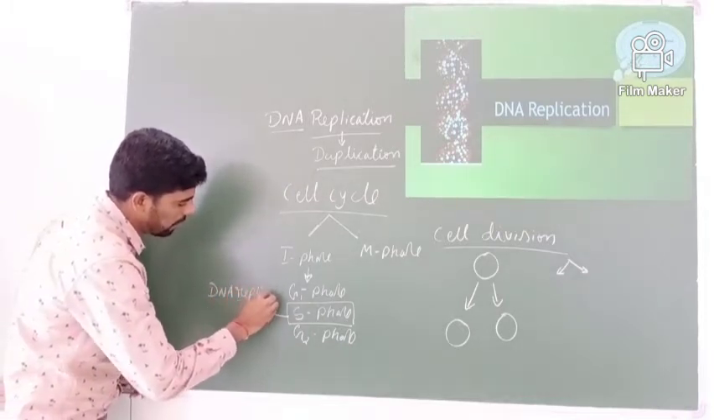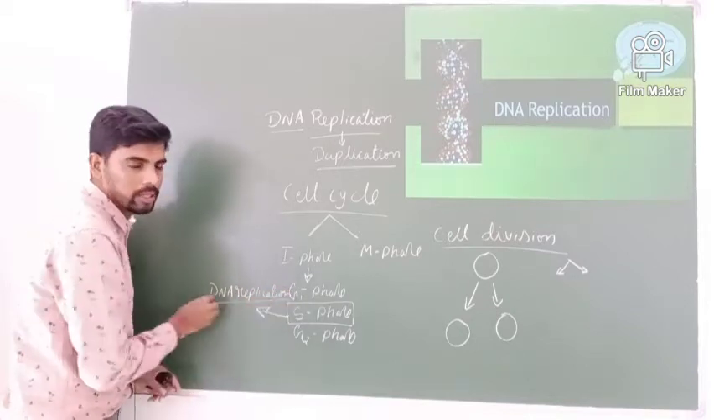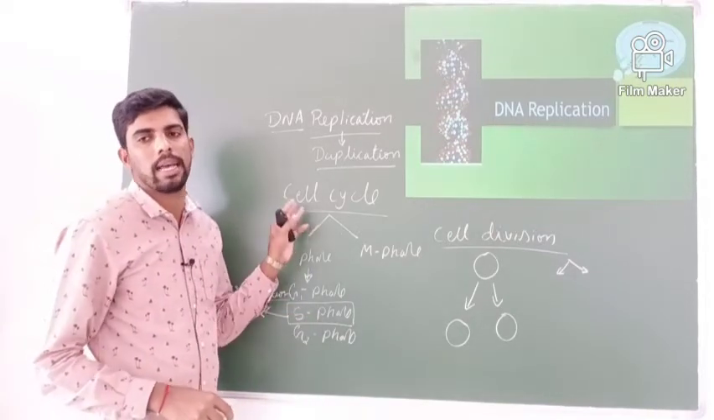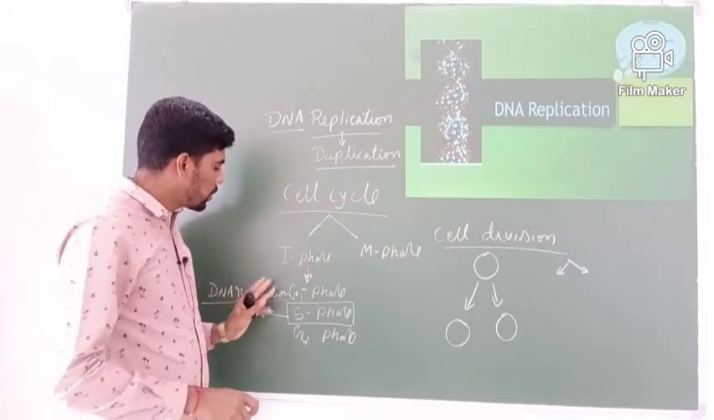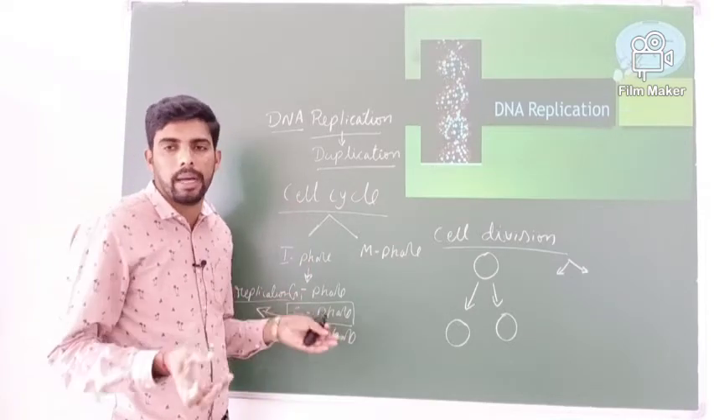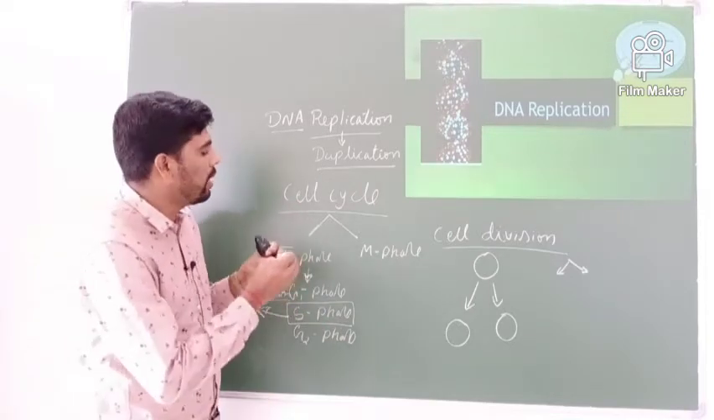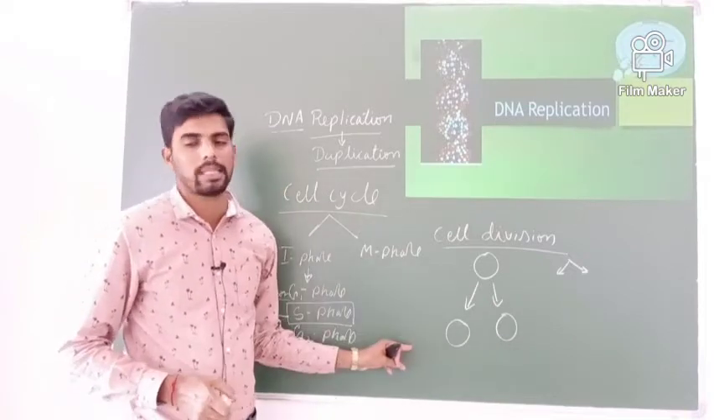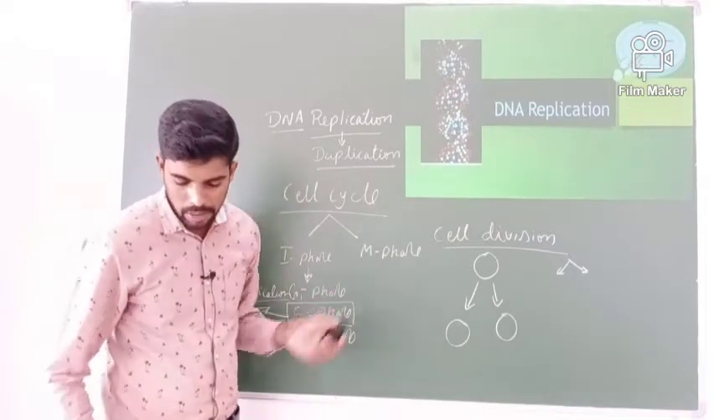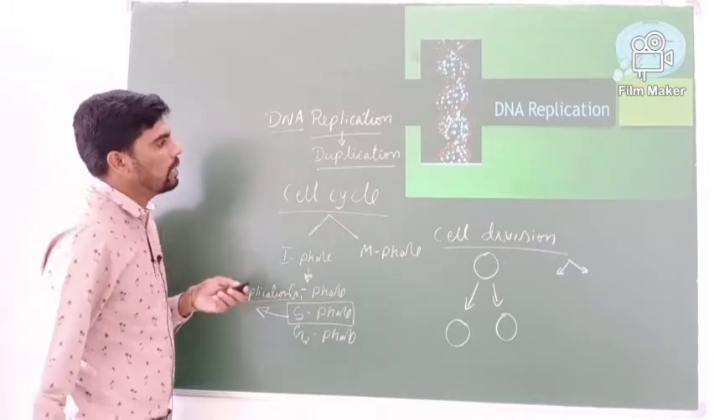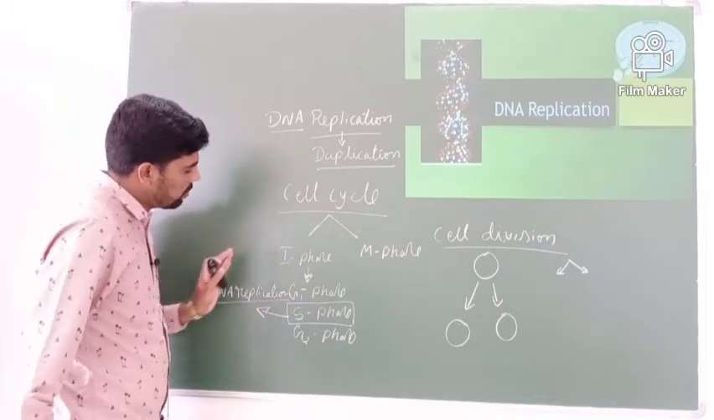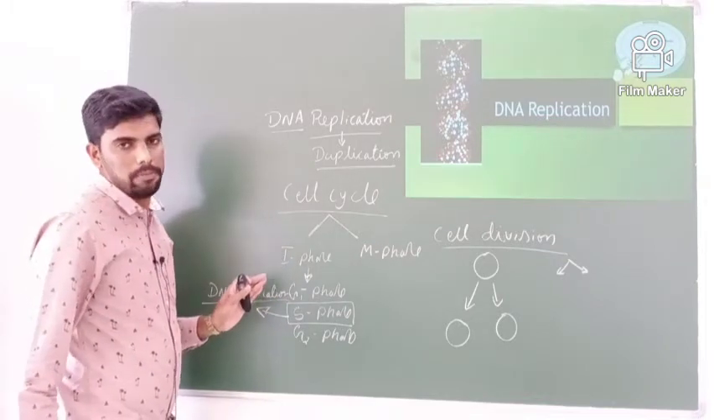DNA replication will take place during the S phase of the cell cycle. After replication, the DNA content will be double. The double DNA content is equally divided into two daughter cells. That is the essential point, and the time at which replication will occur.